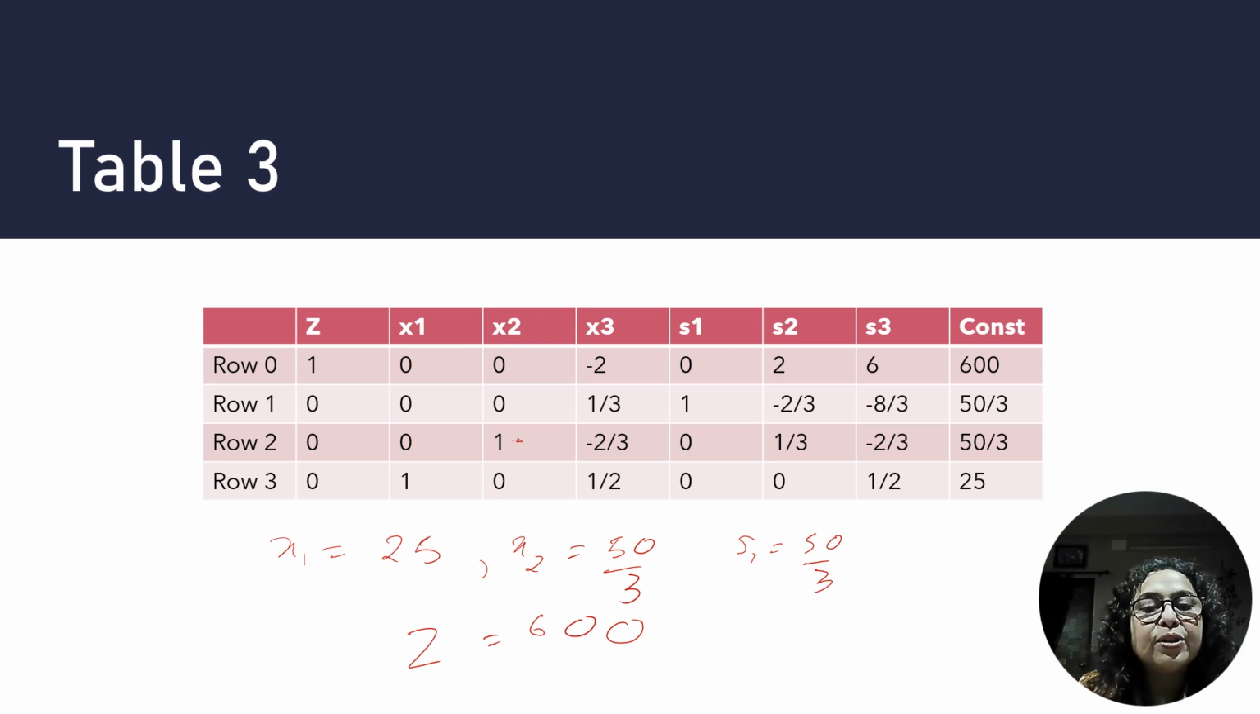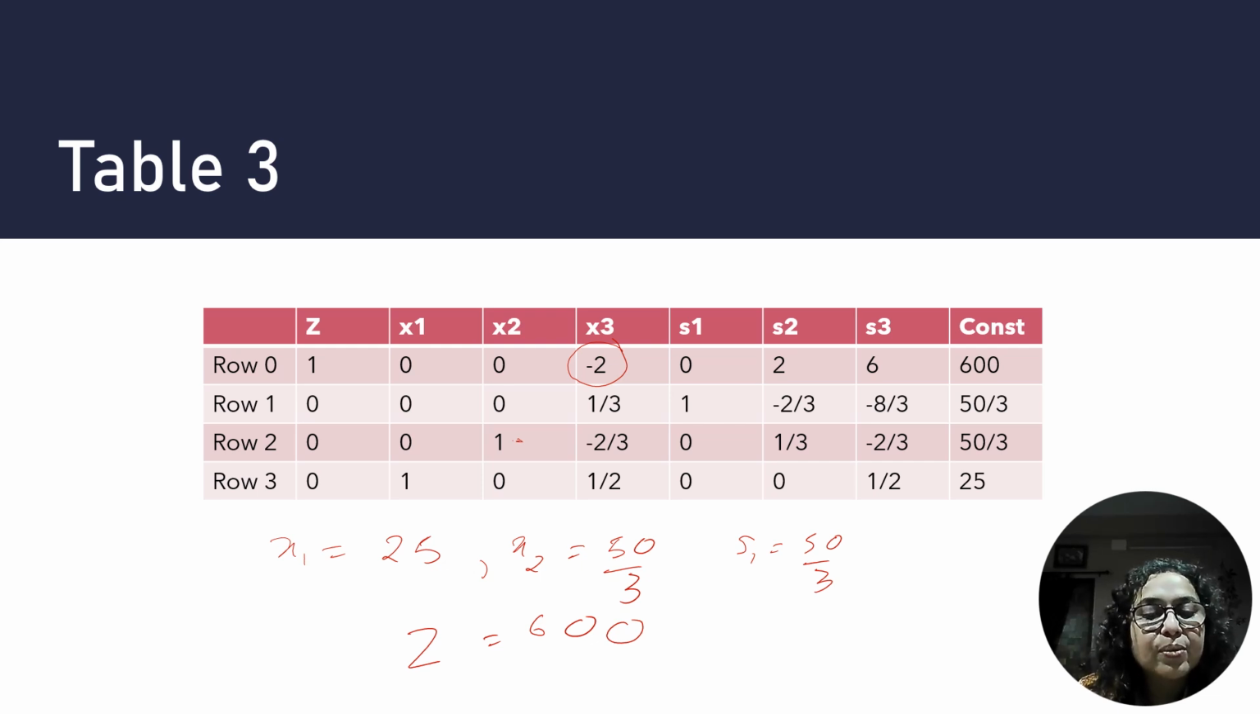So is it possible to further increase it? Yes, it's possible. Why? We again have a negative coefficient for a decision variable. So that is minus 2. So we can again bring in x3. So we can make another incoming variable over here. Right? So we can make it an incoming variable.